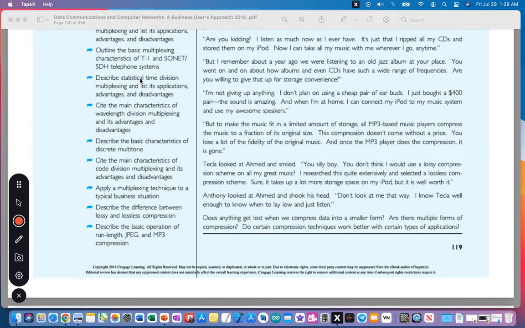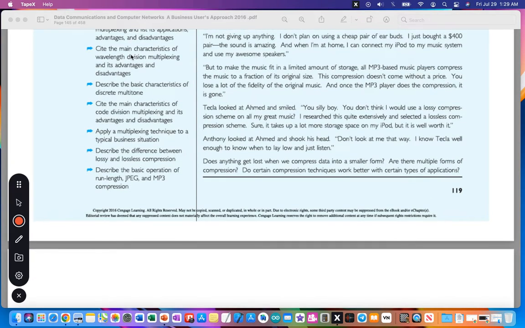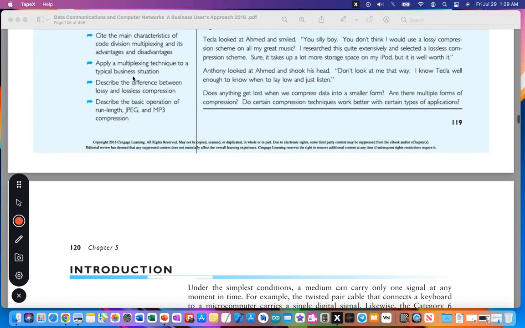Describe statistical time division multiplexing and list its applications, advantages and disadvantages. Cite the main characteristics of wavelength division multiplexing and its advantages and disadvantages. Describe the basic characteristics of discrete multitone. Cite the main characteristics of code division multiplexing, CDM, and its advantages and disadvantages. Apply multiplexing techniques to a typical business situation.